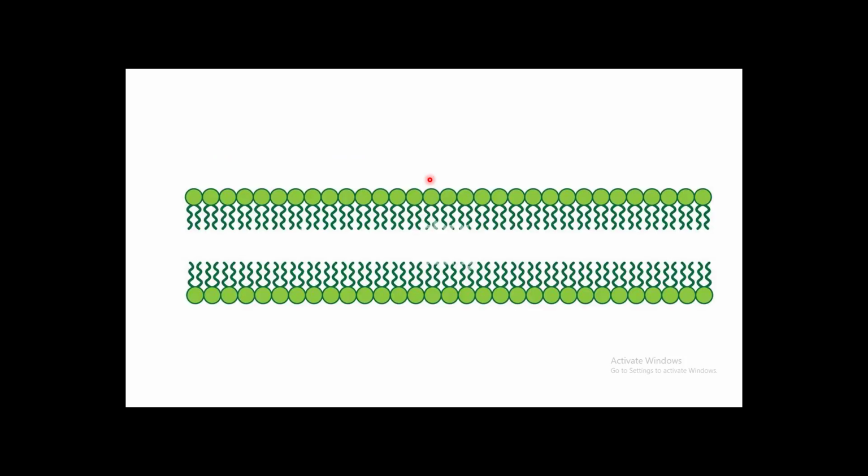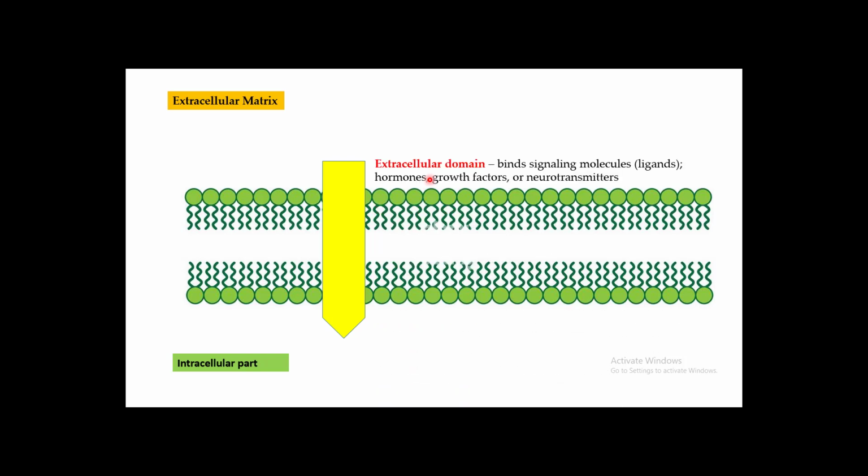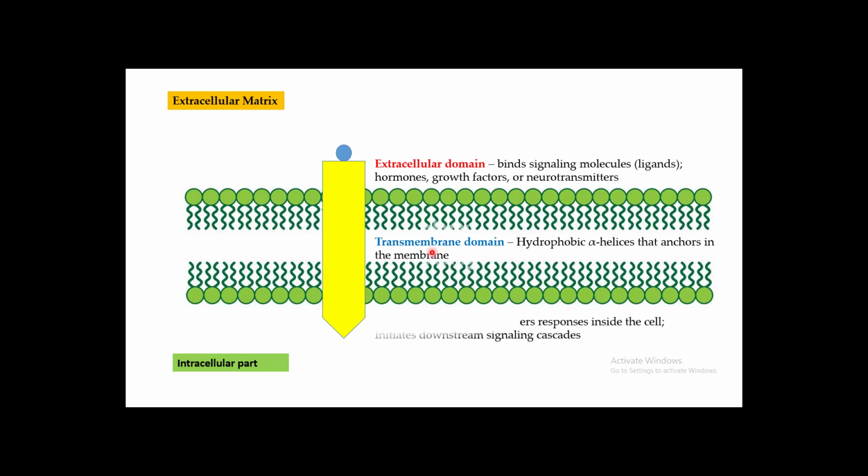I gave you the general structure of the transmembrane proteins, and I've told you that there are three important parts. The extracellular domain, which is responsible for binding of the ligand; the transmembrane domain, which is responsible for anchoring the transmembrane proteins to the membrane; and the intracellular domain, which is responsible for initiating the downstream signaling cascade when the ligand binds to the extracellular domain of the transmembrane proteins.